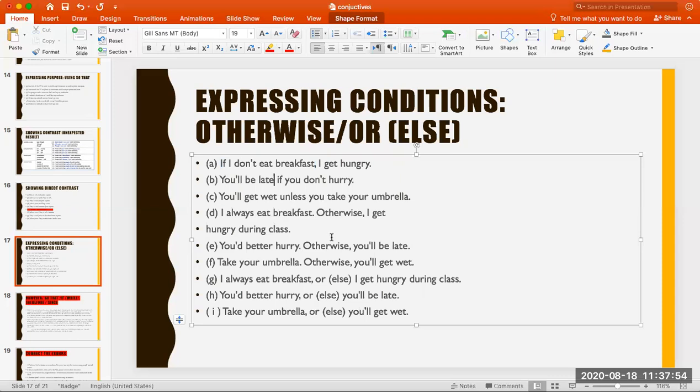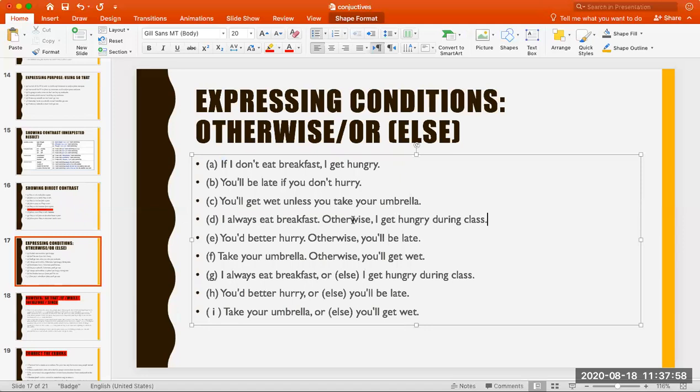I always eat breakfast, otherwise I get hungry. These are two simple sentences. To make them compound, no full stop, semicolon, and then small letter. You'd better hurry, otherwise you will be late. Again, simple plus simple. If you take the full stop, add a comma, and then a small letter, this is wrong because the comma doesn't connect; otherwise is not a connector.